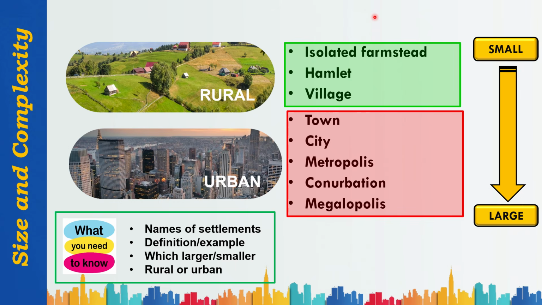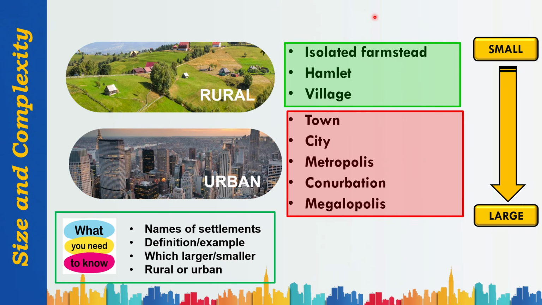We also have a conurbation. This one forms from a combination of many towns and cities that merge with each other. Example, Johannesburg, Midrand, and Pretoria. They form a conurbation. It forms from a combination of many towns and cities that merge with each other. That's a conurbation. Example, Johannesburg, Midrand, and what? Pretoria.